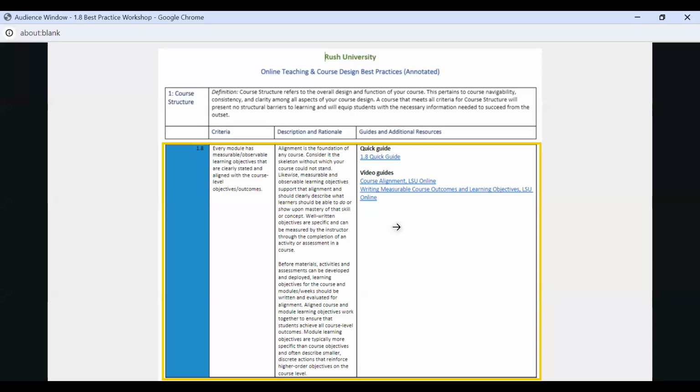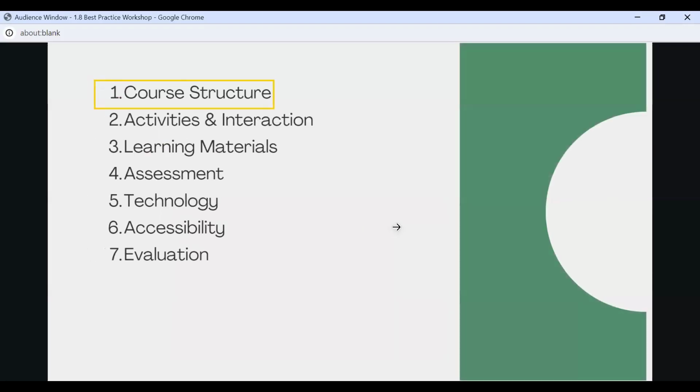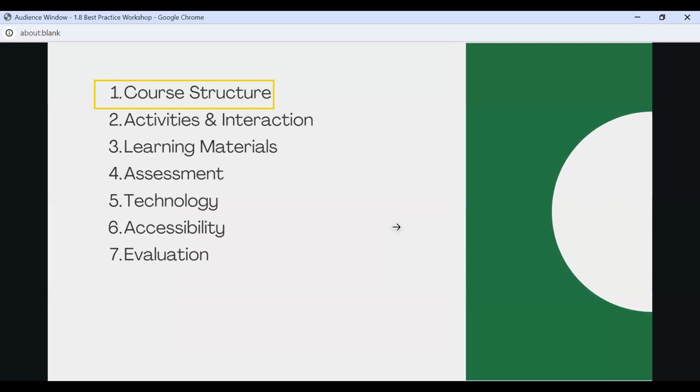And again, it falls within course structure, which refers to the overall design and function of your course. So course navigability, consistency, clarity, among all aspects of your course design. So it really is the foundation, the structure upon which your course is built. And again, we're looking at course structure, the first of 7 best practice categories, which we will move through as we have these brief workshops on them.